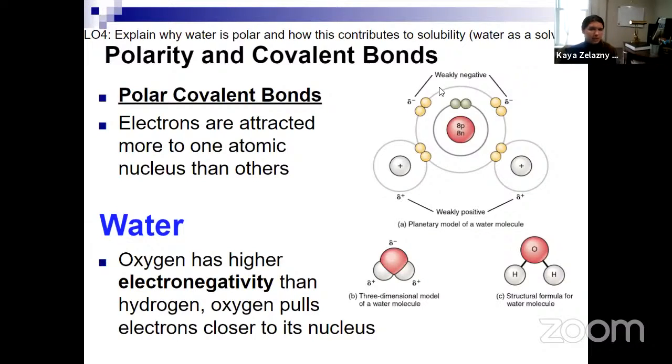The fact that we have these weak negative charges on oxygen and these weak positive charges on hydrogen, which we call polar covalent bonds, is really why water can dissolve ionic bonds, because these weak charges interact with the charges on the ions. That's why water can pull them apart.